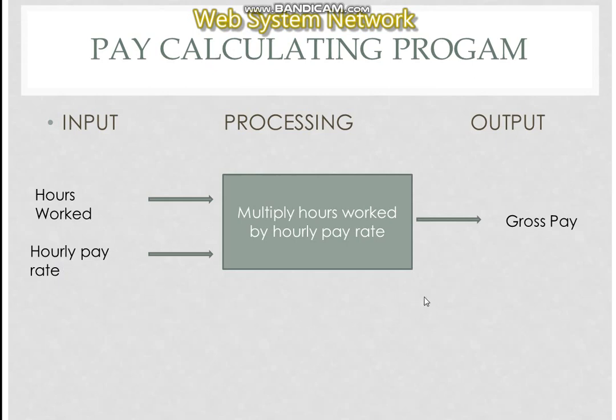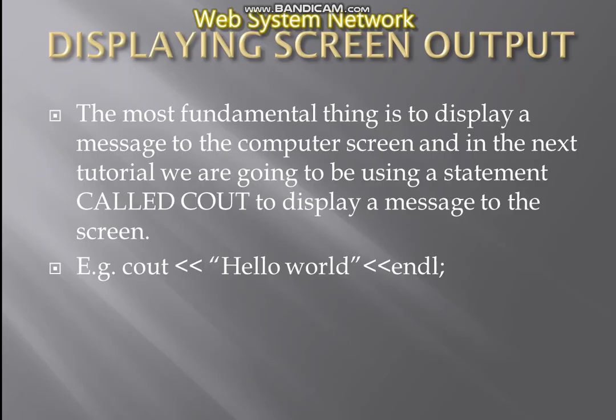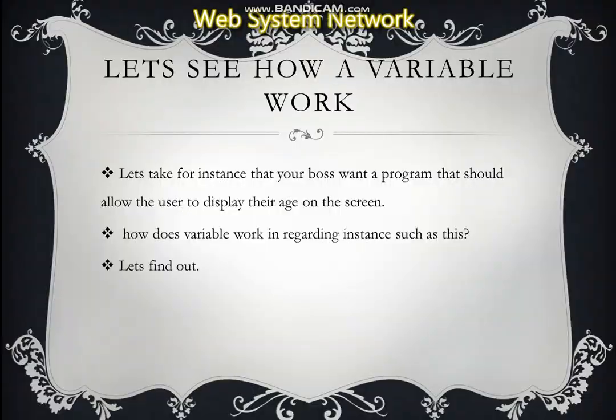And then we can have a variable called gross pay that will be holding the total amount of what the user has worked. And so that is the function of a variable: holding information so that we can perform calculations on them. And then let's see how a variable works.